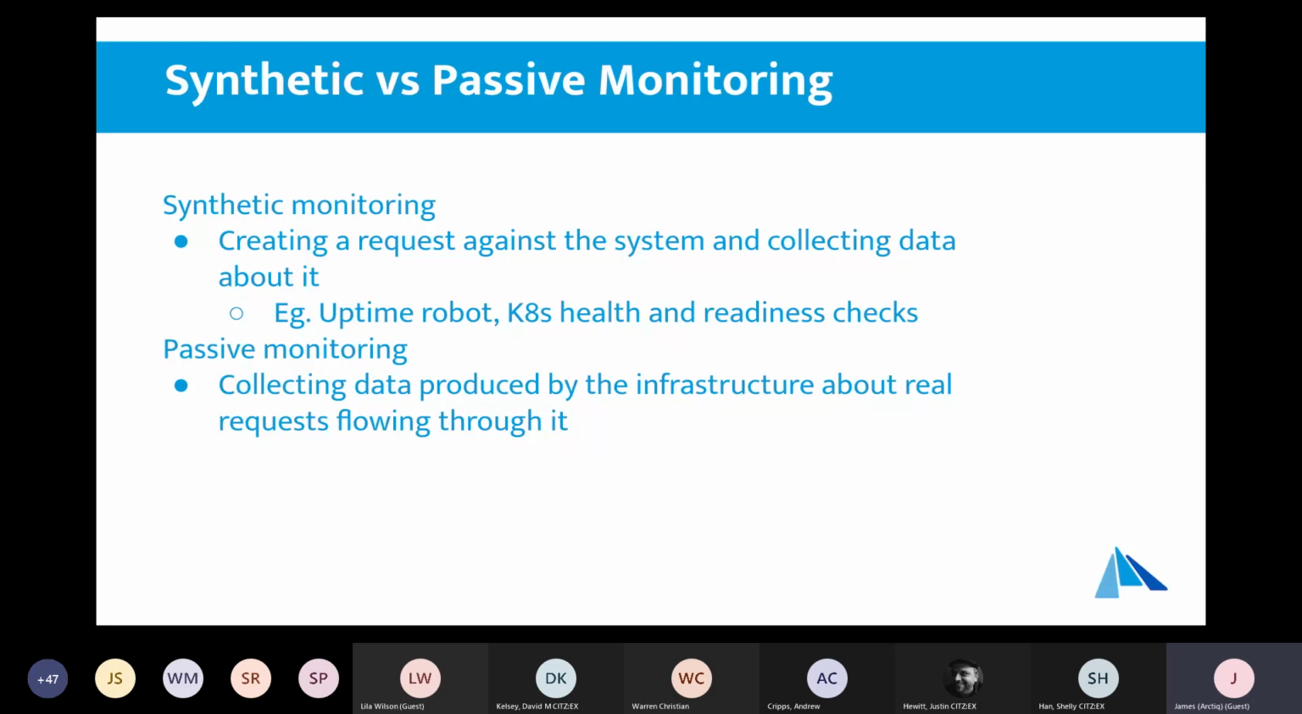The issue with synthetic monitoring is that it's hard to get a true reflection of users' experience, because the size and shape of user-driven requests may be very wide-ranging, with many different paths through your system. And it might be hard to really create a true synthetic version of certain types of requests. But it's okay to use synthetic monitoring if passive monitoring isn't really an option.